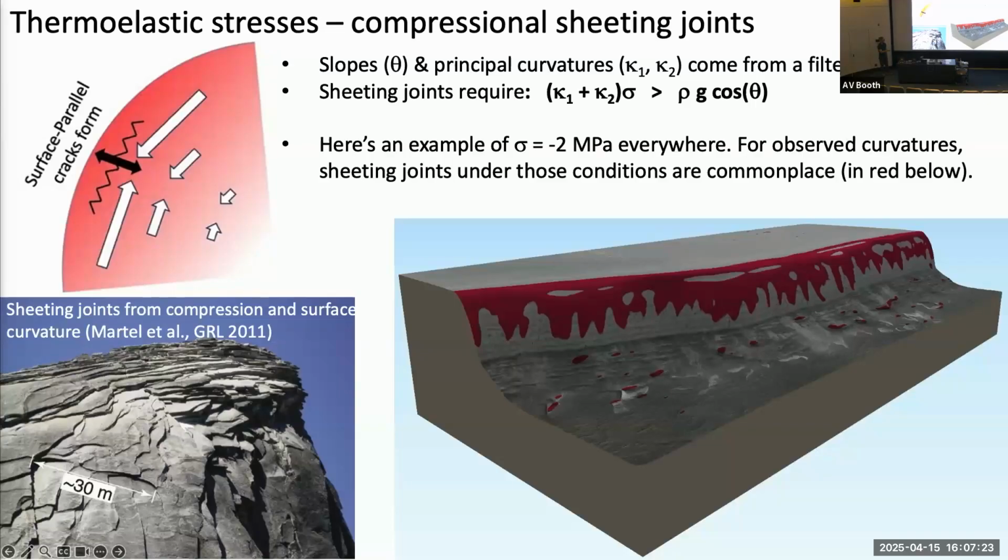So just as an example, I put in 2 megapascals and the curvatures we get from a filtered version of this high-rise DTM, and the red areas show which parts of the scarp would be susceptible to these sheeting joints, basically all over the place. So that's just one example with 2 megapascals, though, but it gives you an idea that it's not hard to form these sheeting joints in this sort of situation, given the curvatures of the scarp and the likely stresses that we have.